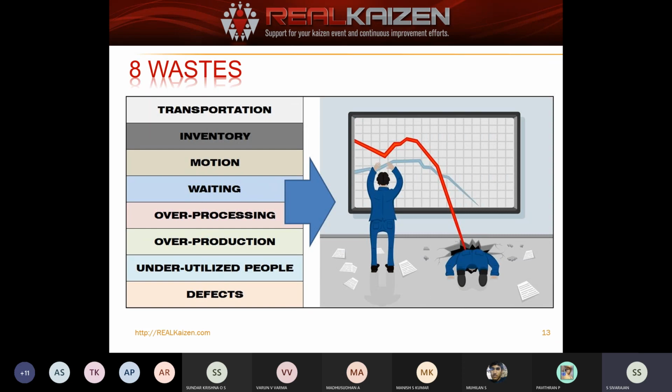Okay, so good morning. We will continue our discussion on value-added activities, non-value-added activities, and lean production. Lean production means we have to eliminate the wastages. These are the 8 common wastages normally found. Last class we have seen them.